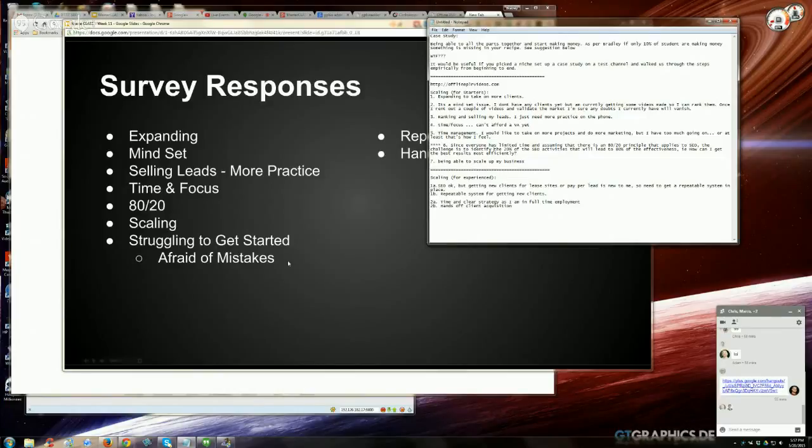And then someone said struggling to get started and afraid to make mistakes. I saw that. I don't know if I put that over here, but somebody said they were struggling to get started and afraid to make mistakes. Listen, if you want to be successful, fail more often, right? Fail forward faster. The more you fail, the quicker you're going to get to success. Don't be afraid to make mistakes. If you're afraid to make mistakes, you will struggle to get started.